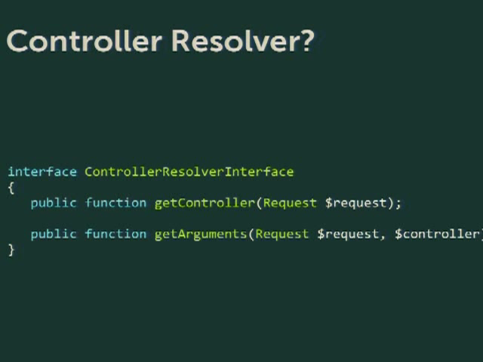So what is it? It's a simple interface. There's no default controller resolver. You have to create one on your own. But it's a simple interface. The first method is called getController, which would return an instantiated controller object. Probably that would be some kind of controller class that has action methods. And the second method is called getArguments, which figures out what arguments to pass to a controller action. That could be, for example, or usually it is, the contents of a placeholder in a URL pattern. For example, like this curly braces ID that I was showing just now.